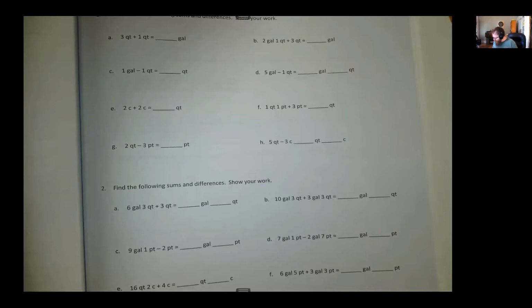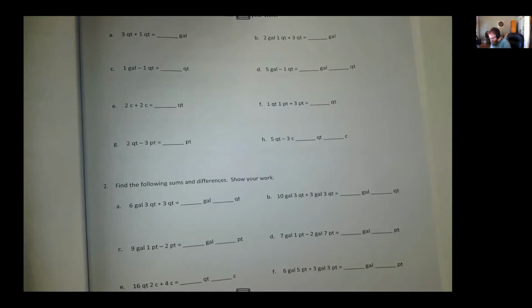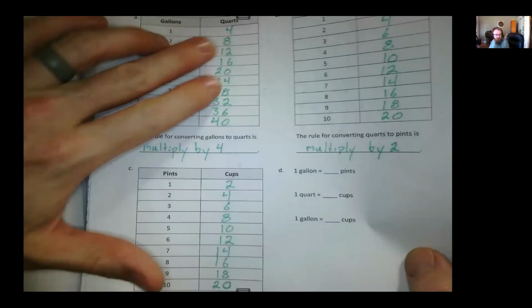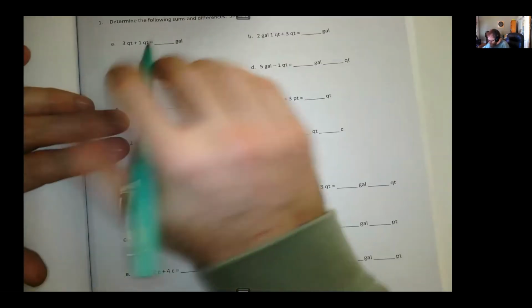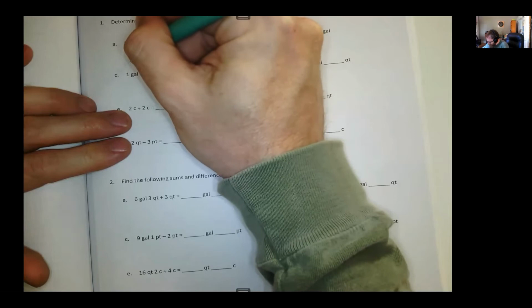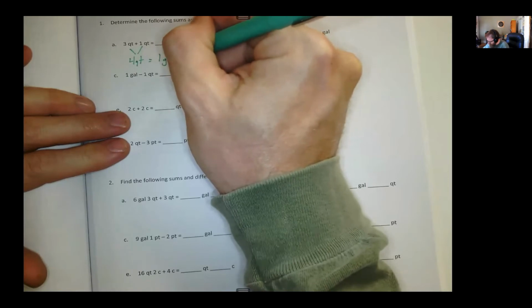We're looking at some sums. We're finding sums and differences. A says 3 quarts plus 1 quart, and we are to give our answer in gallons. So let's find our liquid measurement conversion chart, page 121. 3 quarts plus 1 quart equals 4 quarts, obviously. And if you look to your page 121 conversion chart, we can see that 4 quarts equals 1 gallon. So 3 quarts plus 1 quart is 4 quarts. And 4 quarts equals 1 gallon.